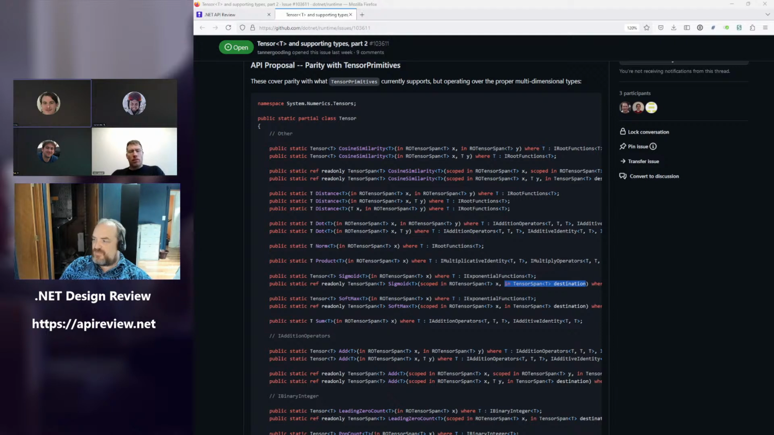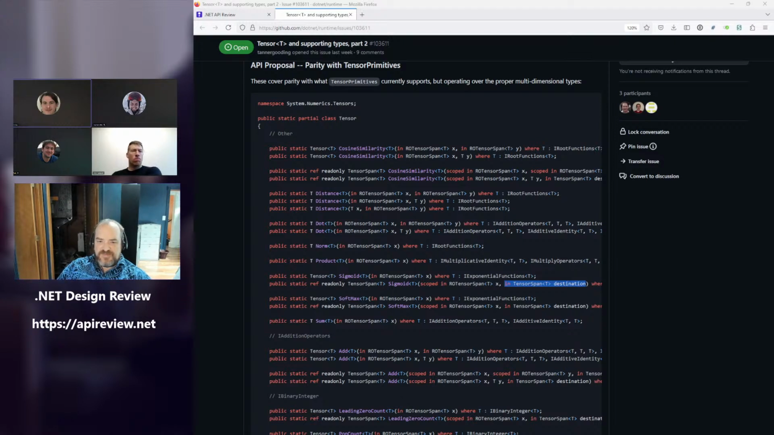Then you have the API overloads that return tensor of T, meaning they allocate a new buffer. And you have the ones that take in a tensor span as the destination, in the same general format as we have for tensor primitives. Now, the things that I imagine you're going to ask about are, one, why in? And two, why the biref return for the one that takes the destination buffer?